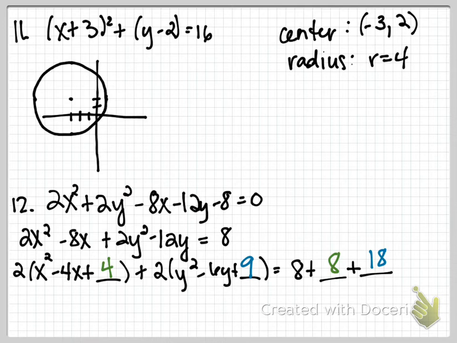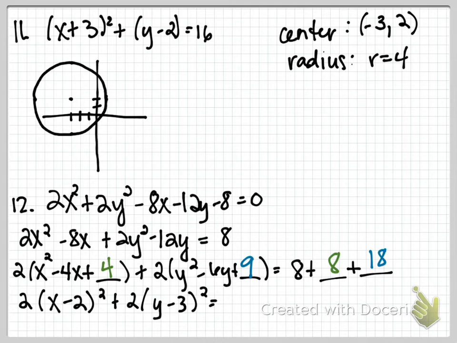Now I'm going to go ahead and factor the x's, so x minus 2 squared plus 2 times y minus 3 squared equals, and then you have 8 plus 8 plus 18, which is going to give me 34.